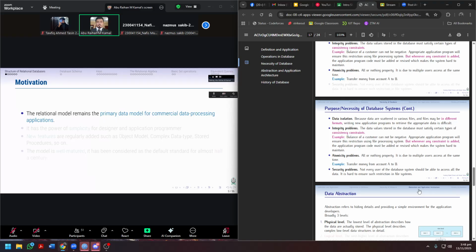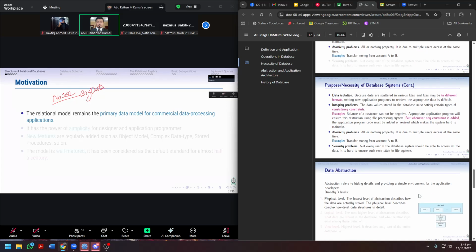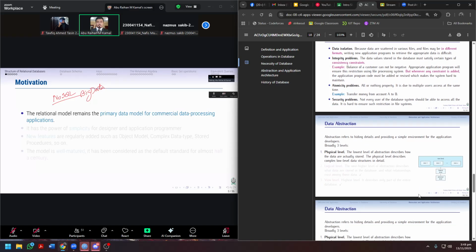Now, the motivation. Although I have told you a lot of things like NoSQL, big data or whatever, be sure of it that even today in 2025, listen carefully, the majority of commercial data processing applications fall under the hood of the relational model, the traditional relational database. Still, it is the primary data model. Is it clear? Yes, sir.